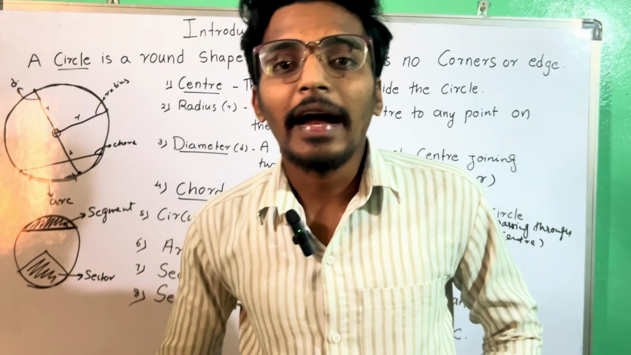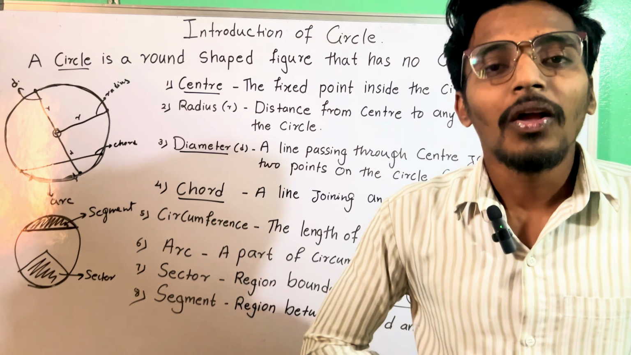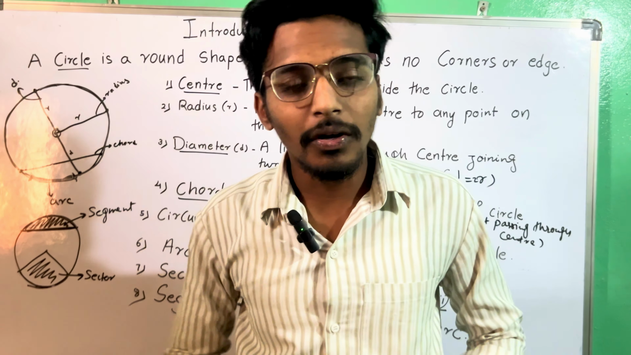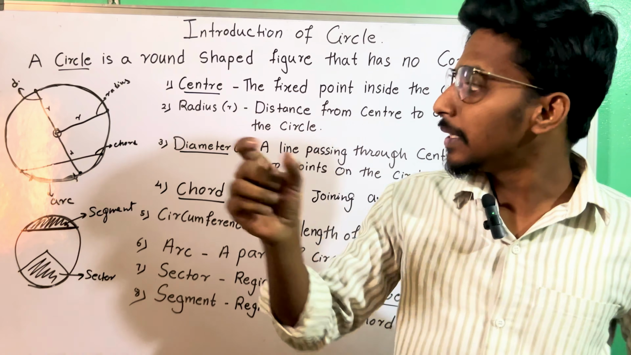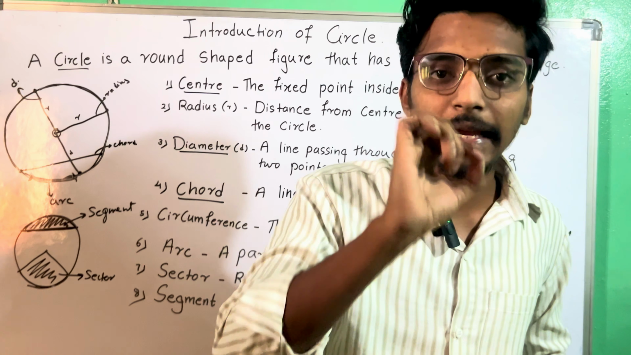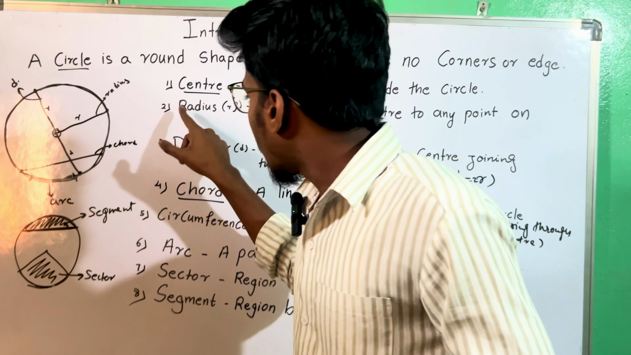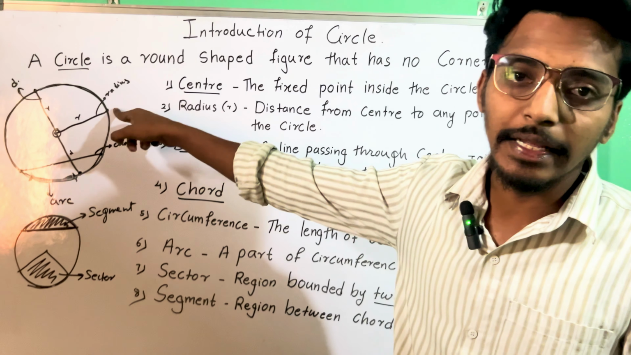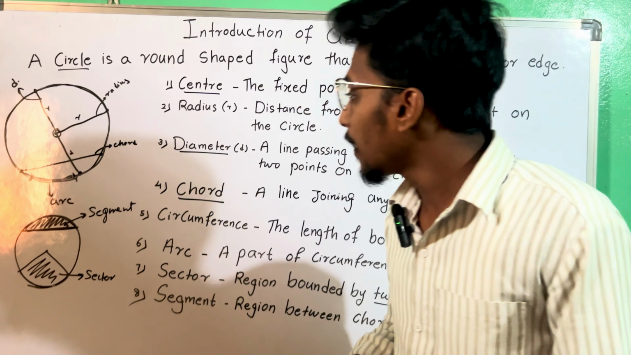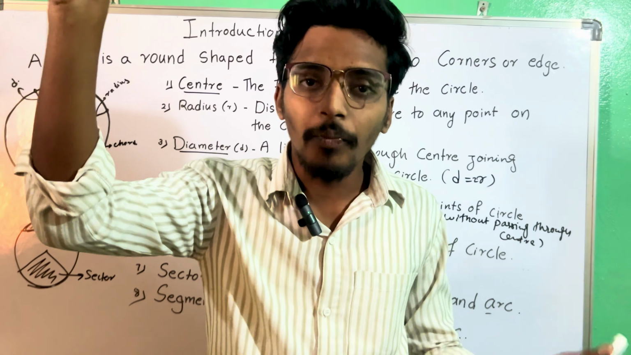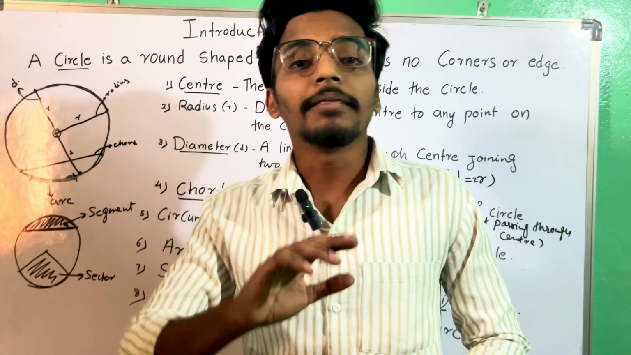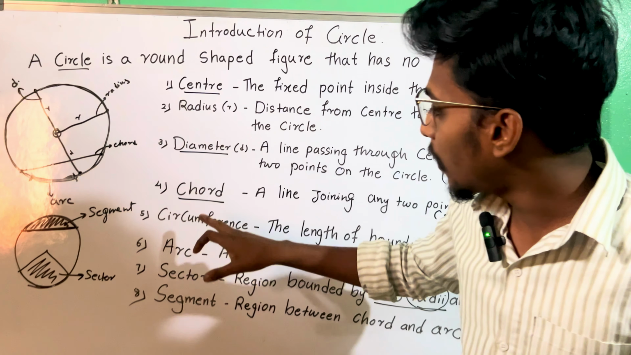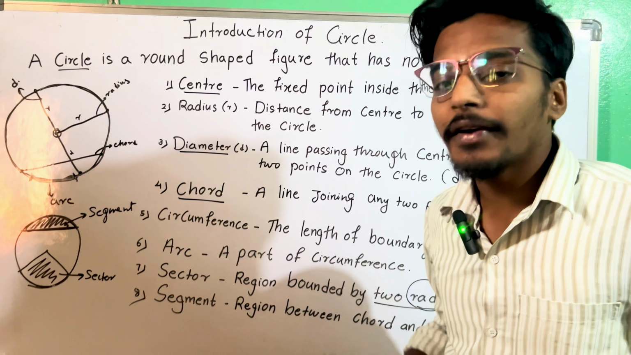So I hope you all understand the components of the circle. First of all, we discussed what a circle is. A circle is a figure which has no corner or edge. Then we studied the center of the circle, which lies inside the circle. Then the radius: the distance between the center and any point on the circle is called the radius. Then the diameter: a straight line which connects 2 points on the circle passing through the center. If the line connects 2 points of the circle without passing through the center, that line is called our chord. Then the next term is circumference.